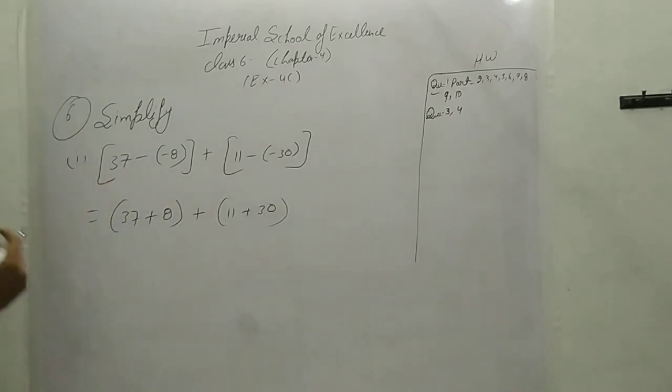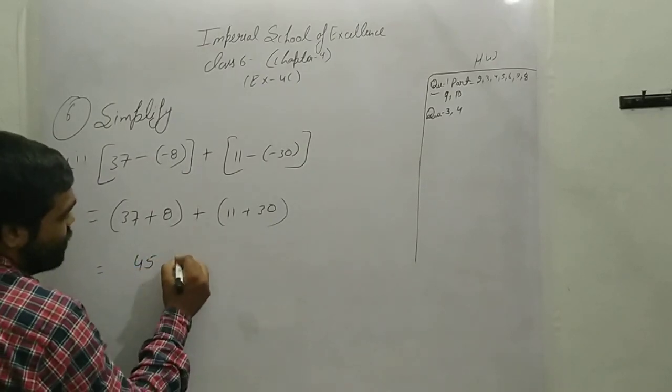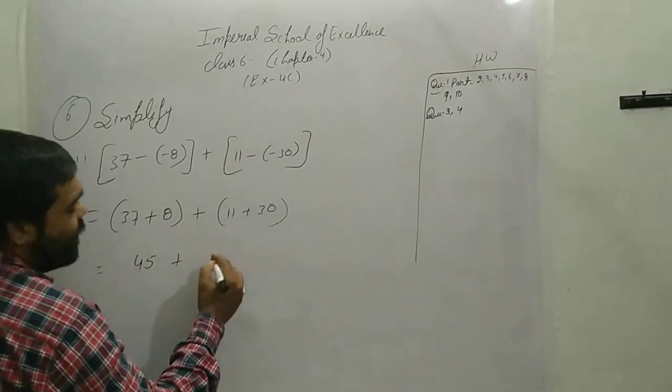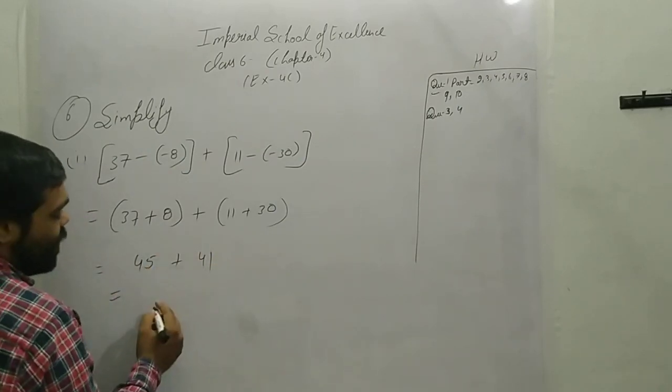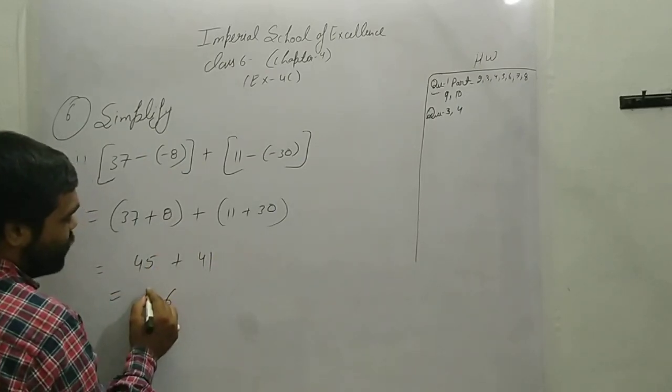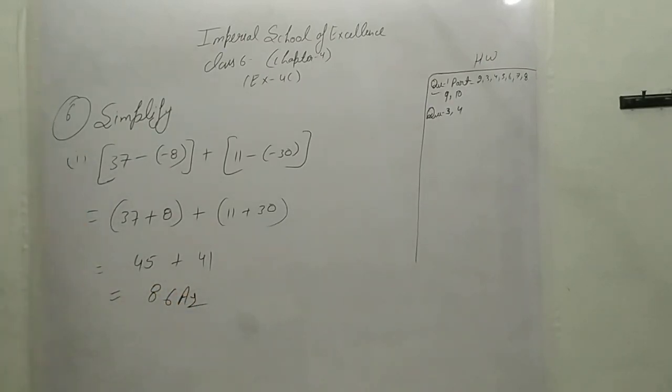Now you can see, you can do this question very easily. 37 plus 8 equals 45. 11 plus 30 equals 41. Now add these two numbers, 5 and 1 is 6, 4 and 4 is 8. 86 is your answer and it is positive.